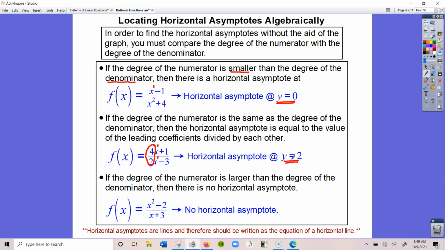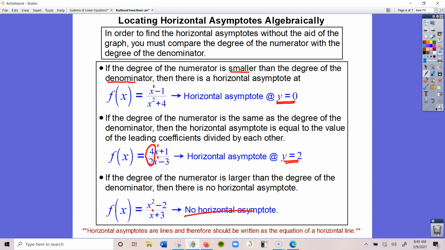Then finally, if the degree of the numerator is larger than the degree of the denominator, so here we have a degree of 2 in the numerator and a degree of 1 in the denominator, then that means that there is no horizontal asymptote.